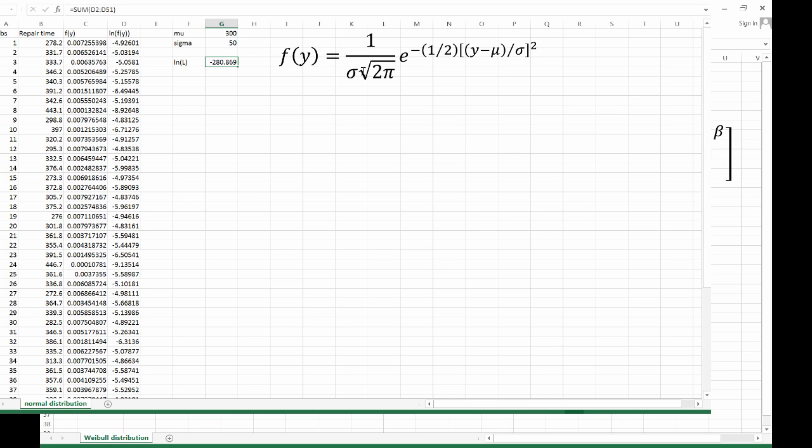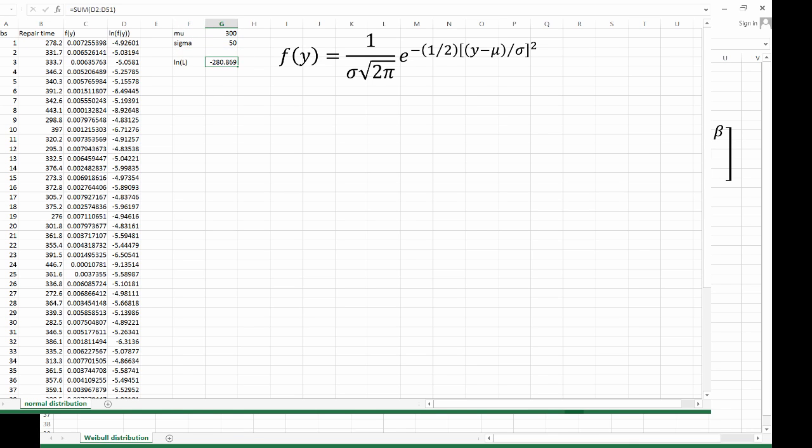So let's implement this. This is when we assume a normal distribution for these 50 observations. So now this is the value that we want to maximize. We want to maximize the natural log likelihood value by changing these cells. Okay, we want to find the best values of mu and sigma that maximize this function.